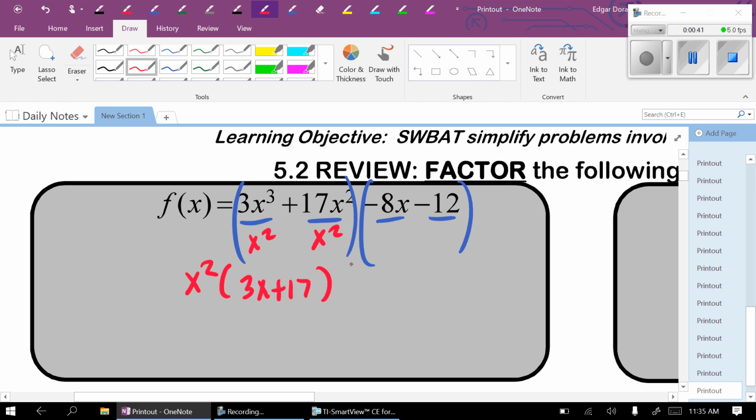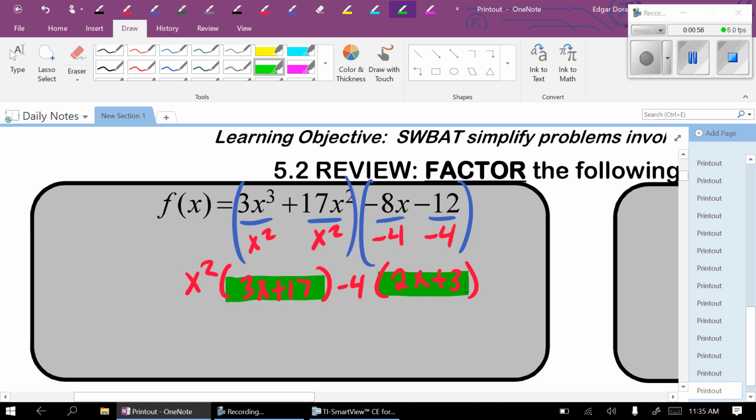And the second group here, I have a negative 4 that they have in common. So that's negative 4 that I'm going to pull out. But I am left with 2x plus 3. Now, if you look at that, we're used to seeing these binomials inside of the parentheses. Usually they match. Unfortunately, these did not match.